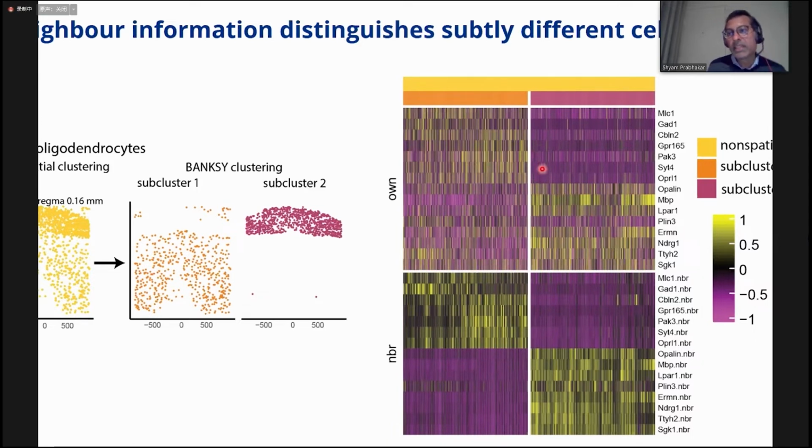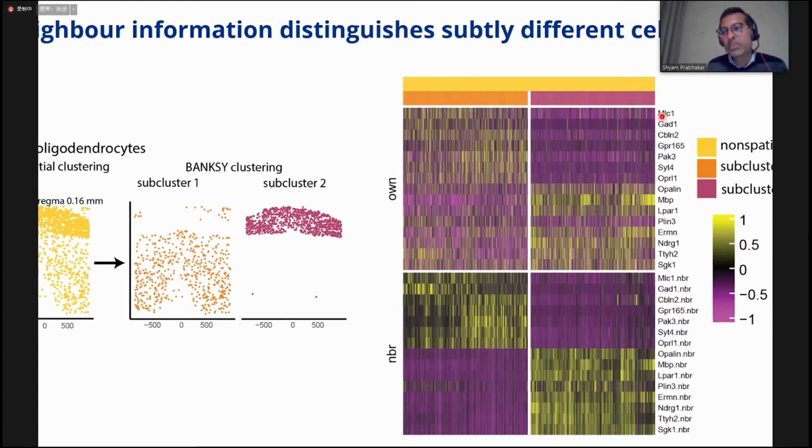Only, but subtly distinct. There's very little expression difference there, even though it's systematically different. But when you look at the neighbor transcriptomes, they are sharply different. And so the neighbor transcriptome really helps you highlight this subtle difference, which becomes a strong difference when you look at the neighbors.